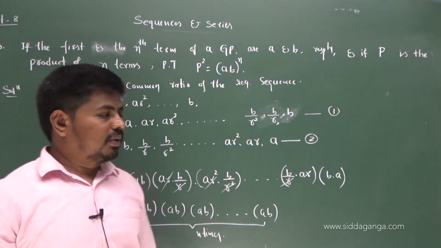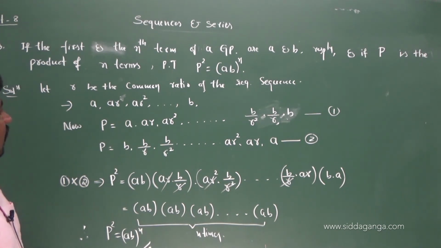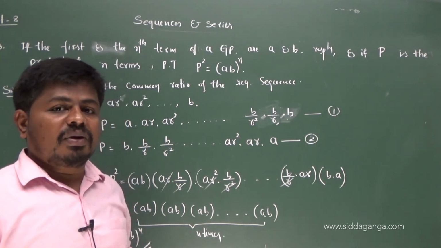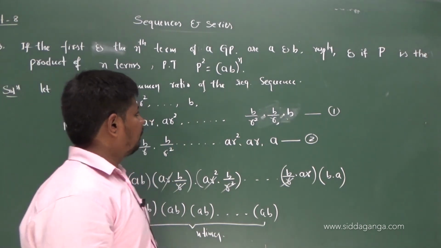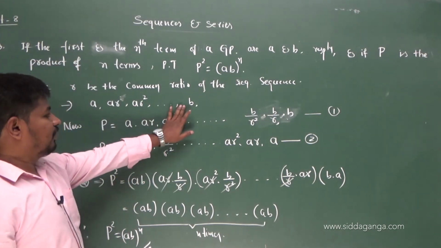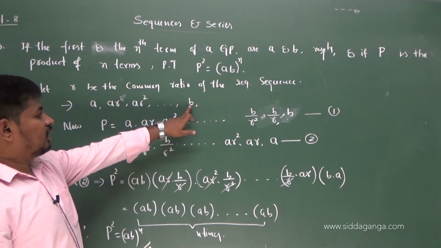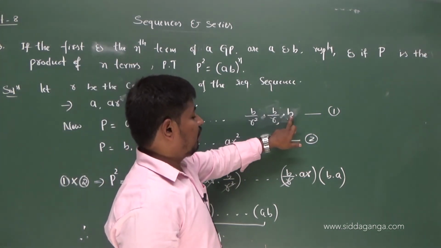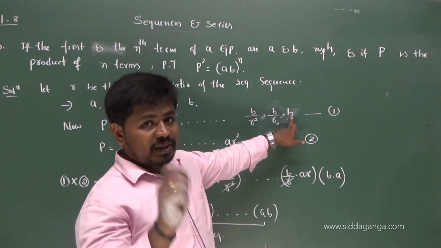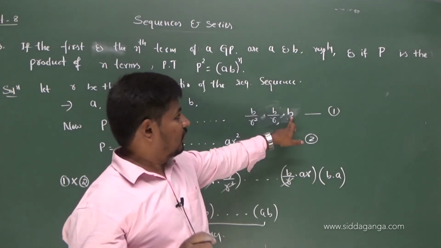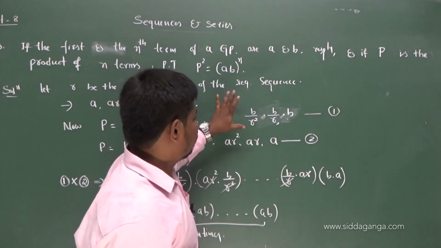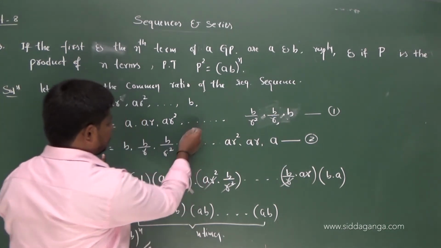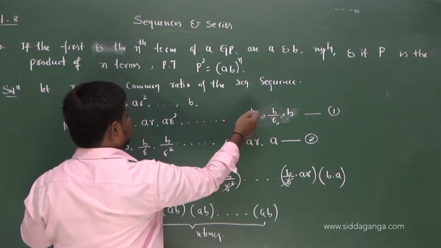Hope you got this. Once again, the first term is A and the nth term is B, that is, A into R power of n minus 1 is B. Then the product becomes A into AR and so on. Whenever the nth term is B, its preceding term becomes B by R, again by R, B by R square. This is equation 1, and I have written the equation in reverse order, B into B by R into B by R square and so on.